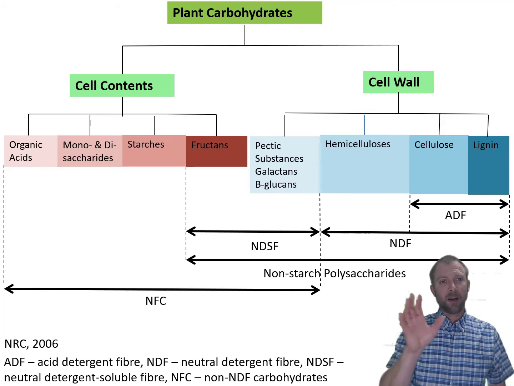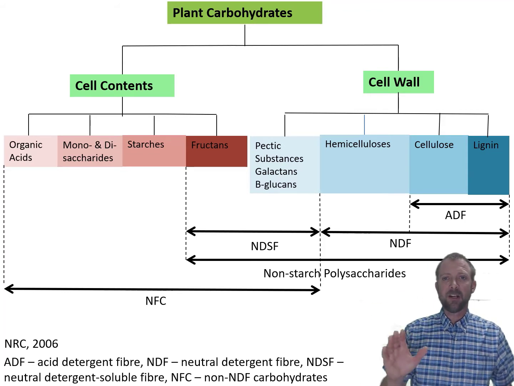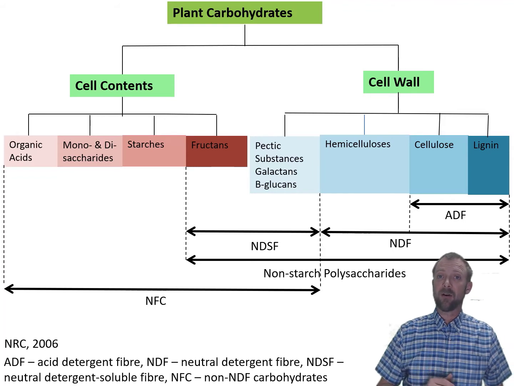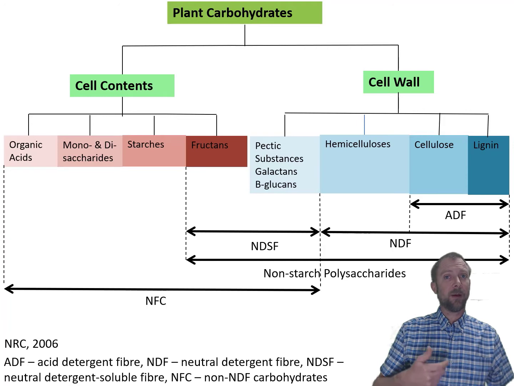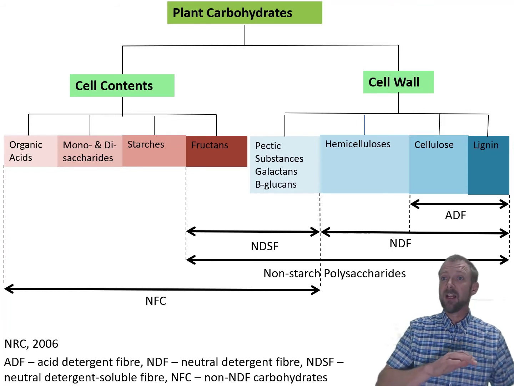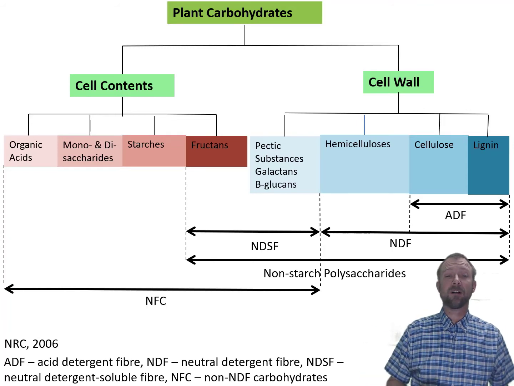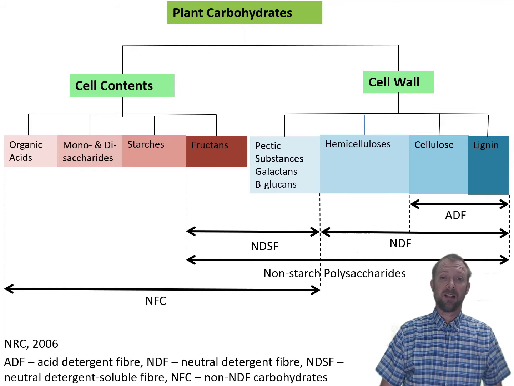So this diagram kind of explains well, and as you can imagine, the stuff on the organic acid side, very digestible, very soluble in the rumen. Bacteria have very quick access to it, and then as we move further and further towards the lignin, it becomes less and less digestible.